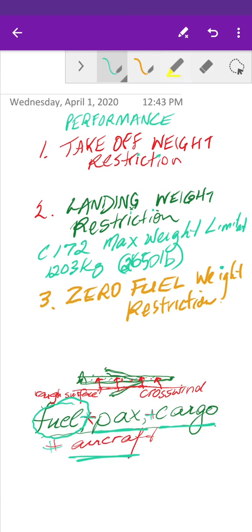You cannot compromise safety. So here are 3 new terms: takeoff weight restriction, landing weight restriction, and zero fuel weight restriction.